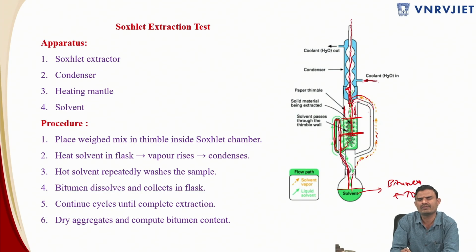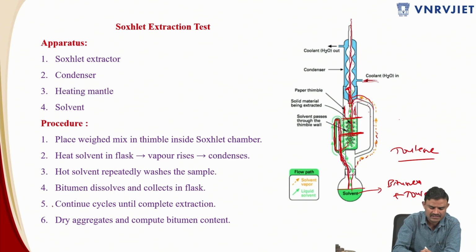It goes on for 4 to 5 cycles, such that the solvent which is coming from this tube should be appearing as pure toluene. There should not be any traces of the bitumen. Then we can conclude that there is complete extraction of the bitumen from the bituminous mixture. So this is the operation of the Soxhlet extraction test.